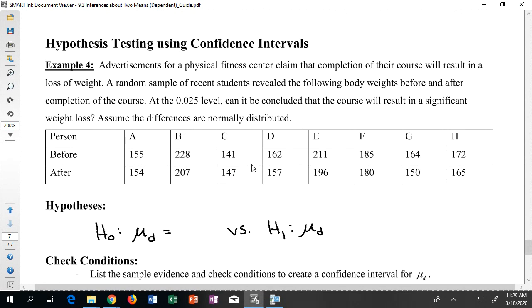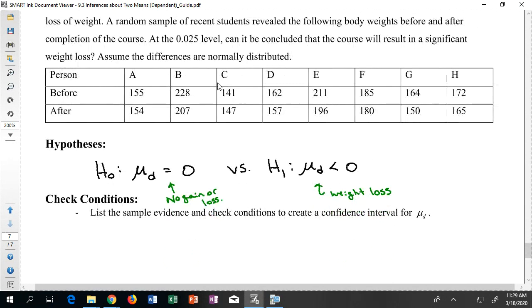So I might say something like this. If your mu d is less than 0, then that means that there was weight loss. But if the mu d then was equal to 0, that would be no gain or loss. And so these seem like perfectly reasonable hypotheses to begin to work with. Notice that is going to require that I do afters minus befores when I do my calculations. If you were planning to do before minus after, that's totally fine, but then you would have to flip this inequality symbol because you would be finding that positive numbers correspond to weight loss.